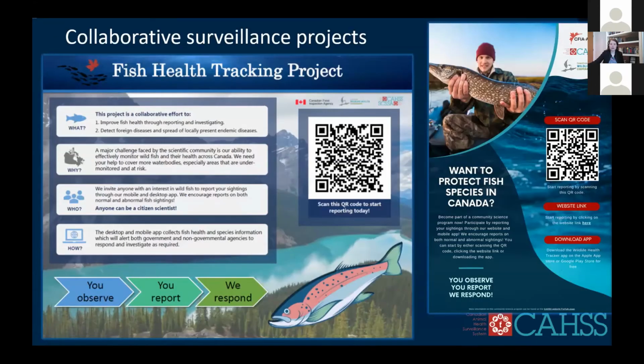We're also working on a number of collaborative surveillance projects. So for example, early in 2020, CFIA identified a need for more fish health information from across Canada to bolster their ability to report internationally. So we worked with CFIA, our CAHSS Aquatic Network, and the Canadian Wildlife Health Cooperative to build a citizen science reporting tool to collect fish health data from the public. It went live last month and can be accessed through the CWHC website or via QR code.